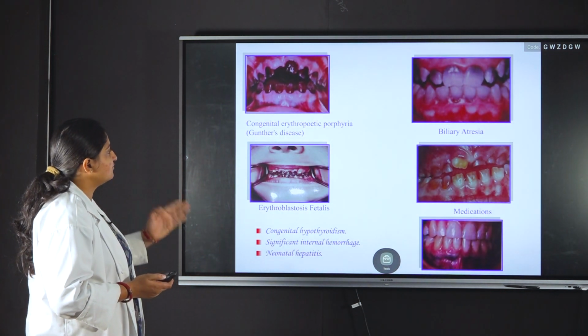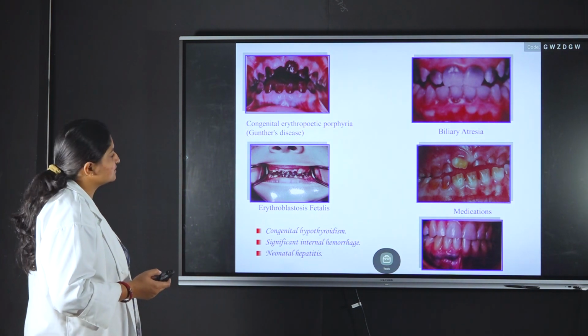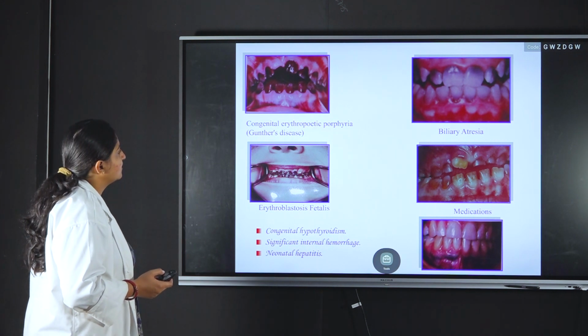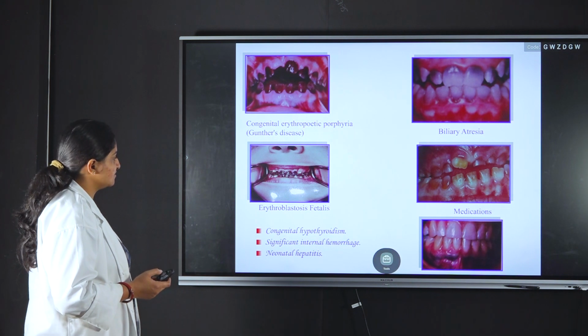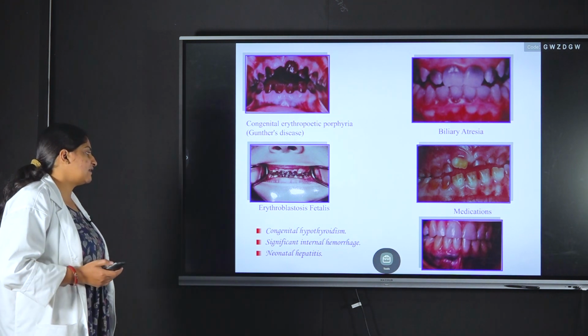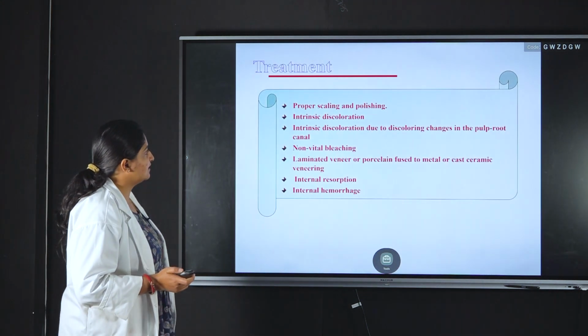So these are the clinical photographs of the presented conditions, that is developmental disturbances, congenital erythropoietic porphyria, biliary atresia, erythroblastosis fetalis, and medications. These are caused due to drugs and medications. And congenital hypothyroidism, significant internal hemorrhage, and neonatal hepatitis also.